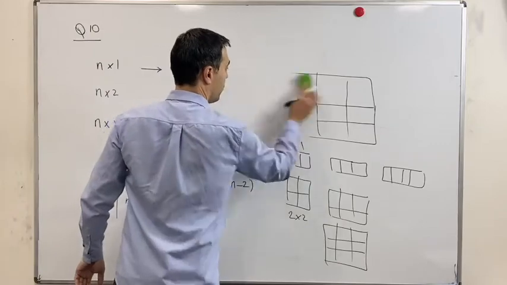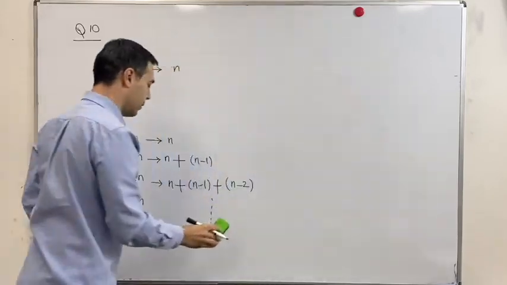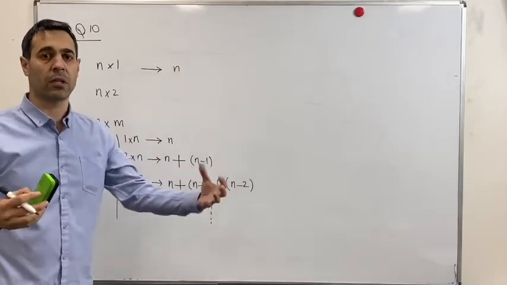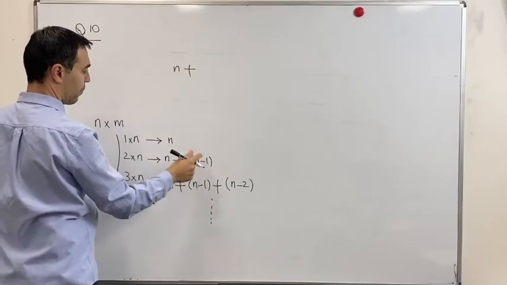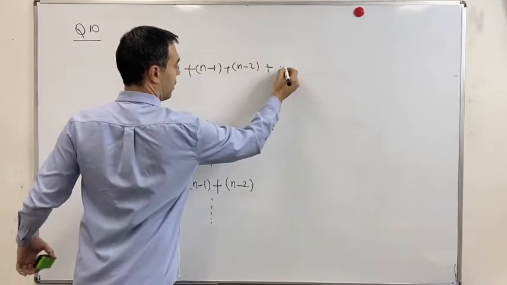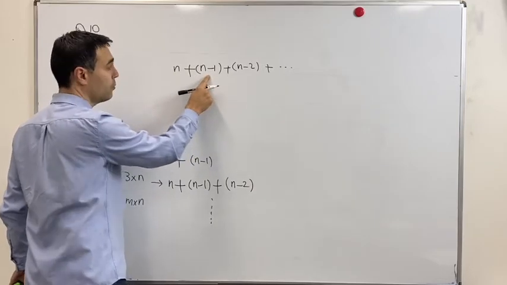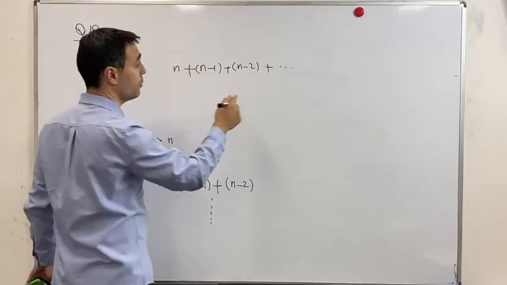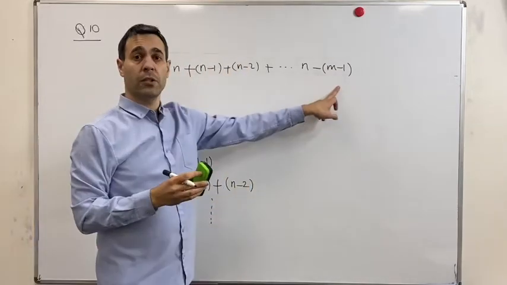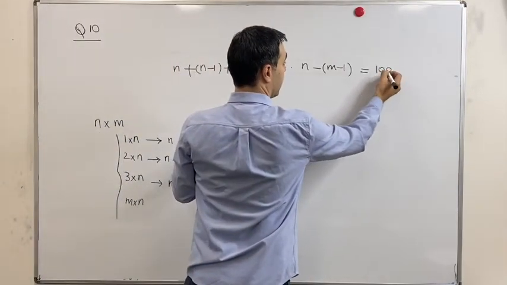So right now, what we have to do is see if we add all these numbers, how can we solve the summation to be 100? Because the question says we want exactly 100 non-congruent rectangles. So n plus n minus 1 plus n minus 2 plus, and so on. This is the number of rectangles in the first row, the number of rectangles when you also consider the second row, the number when you also consider the third row, and the number when you consider the mth row. So this is what we have, and this is, say, 100.